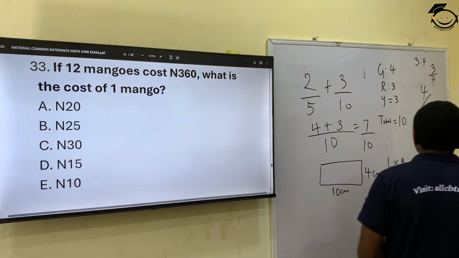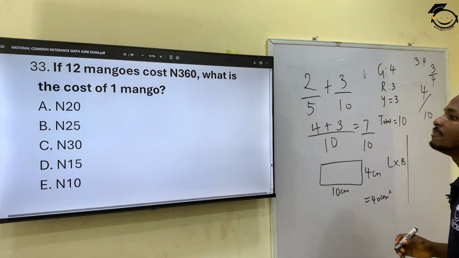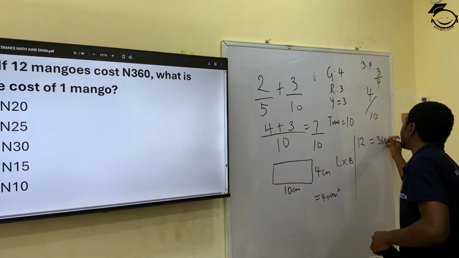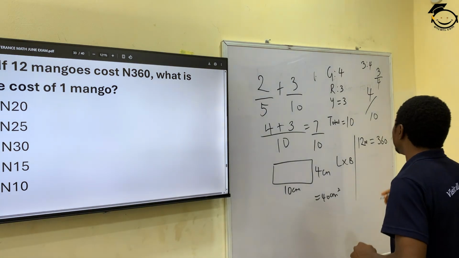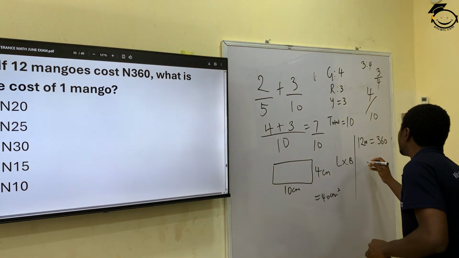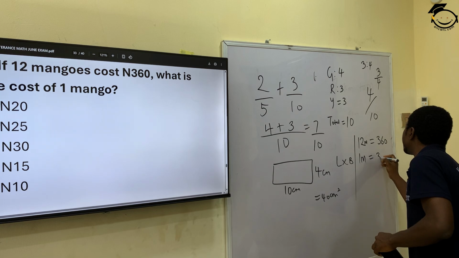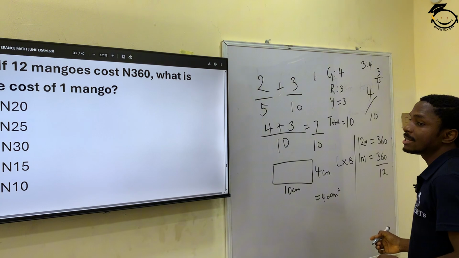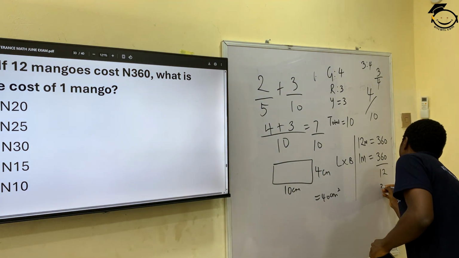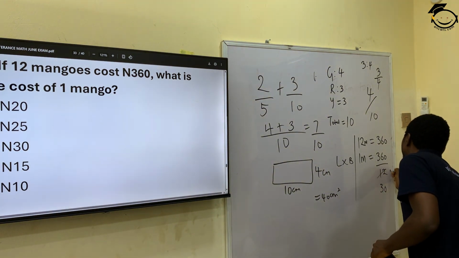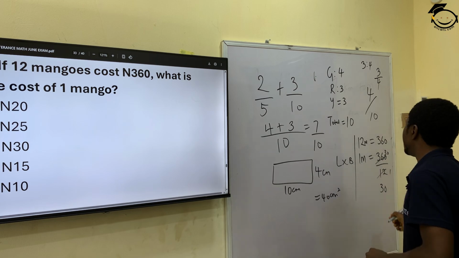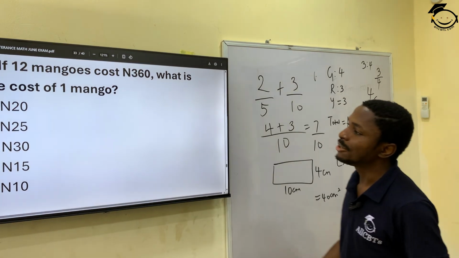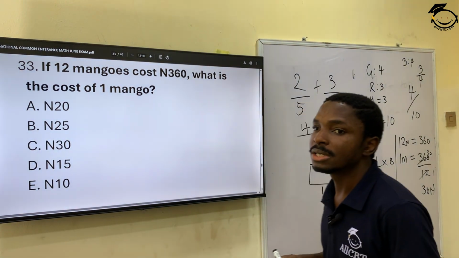Now 33. If 12 mangoes cost 360, what is the cost for one mango? Okay, let's quickly do it here. We have 12 mangoes. 12 mangoes equals what? 360. Okay, so what's the cost for one mango? So one mango equals 360 over 12. So 12 in 36, that will give us 3, then 12 here, 1, 12, 36, 30. So one mango will cost what? 30 naira. So that will be option C.